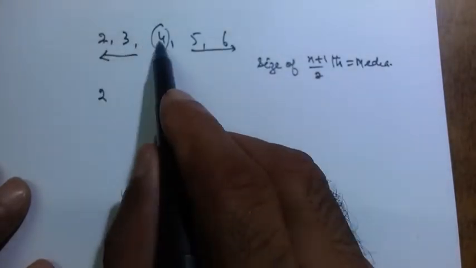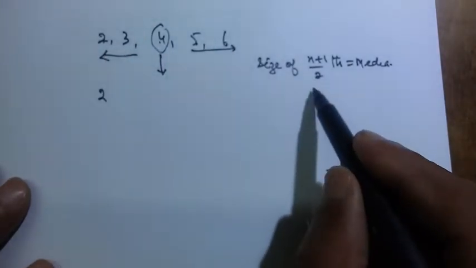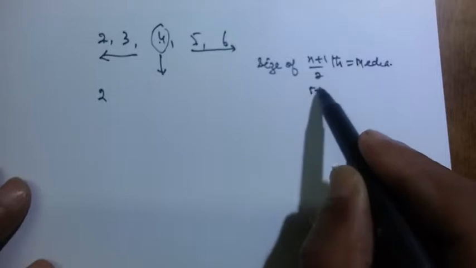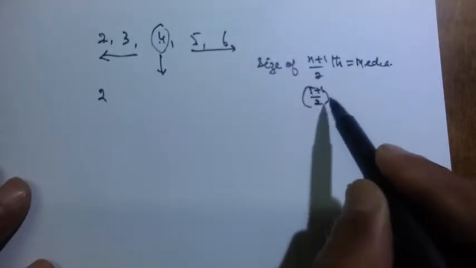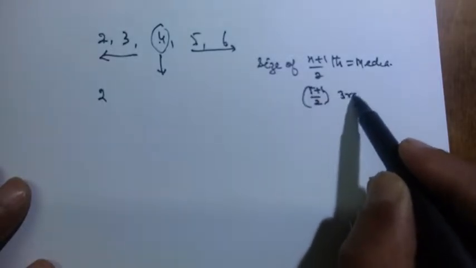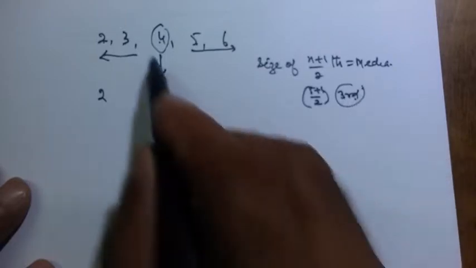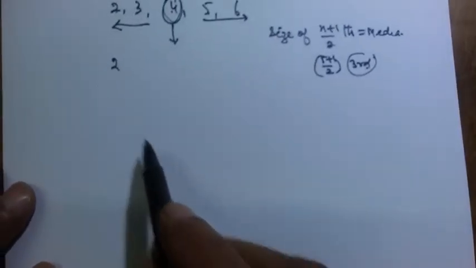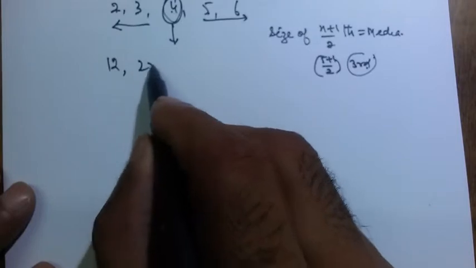Look here. Now I have 1, 2, 3, 4, 5, so n is 5. It means 5 plus 1 divided by 2, this is equal to 3. The third item will be my median. Size of third item is equal to 4. Let me repeat. Suppose I got 13, 22, 30.